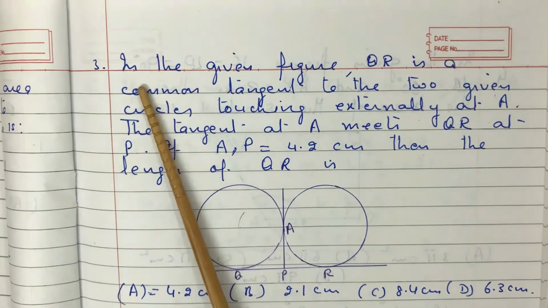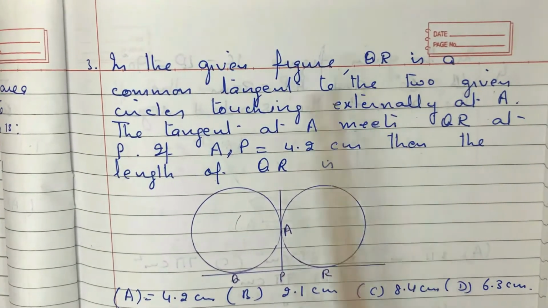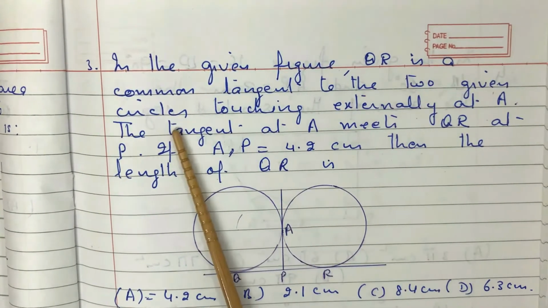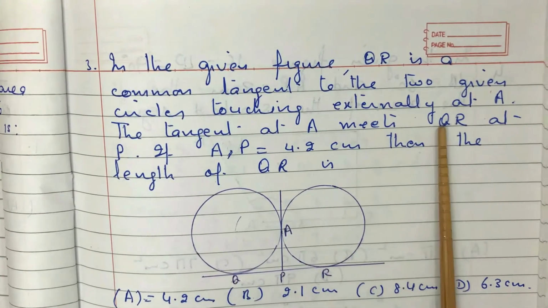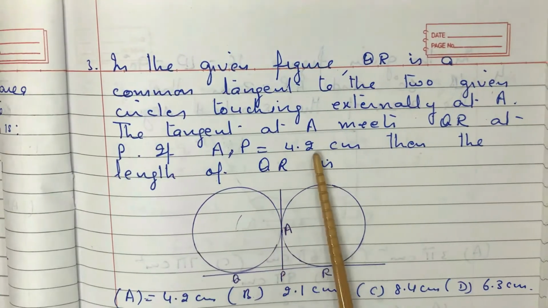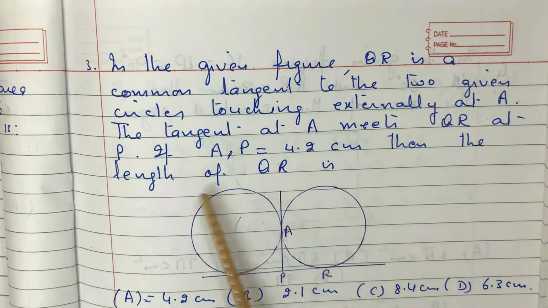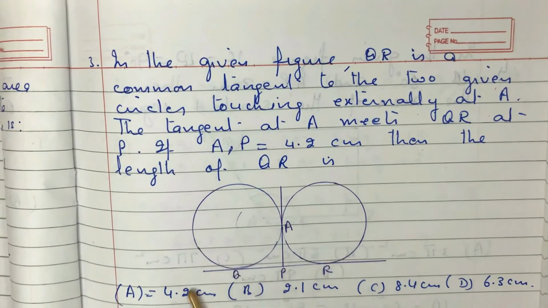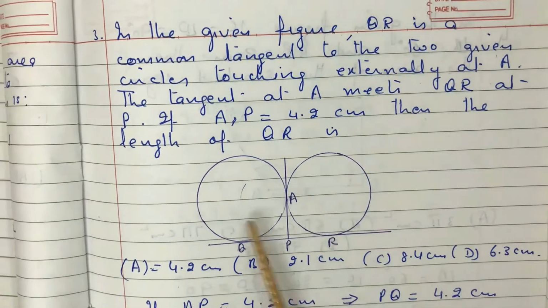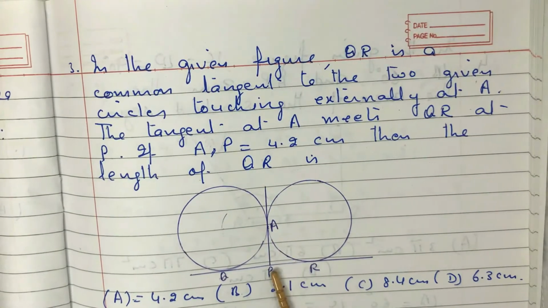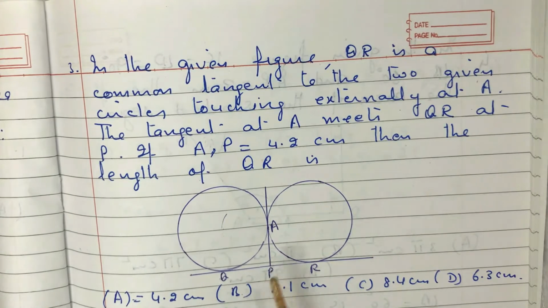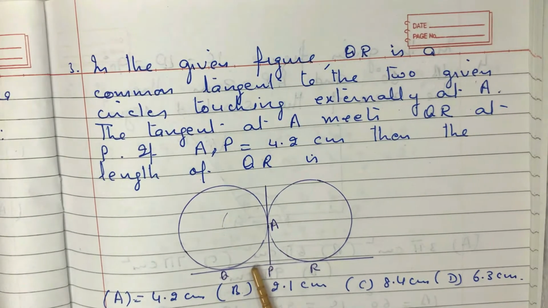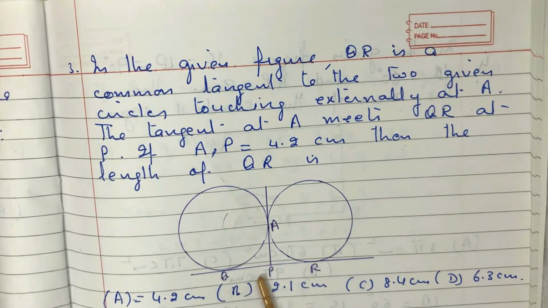Now the third question is, in the given figure, QR is a common tangent to the two given circles touching externally at A. The tangent at A meets QR at P. If AP is 4.2 cm, then the length of QR is. There are 4 options. Now this is the figure. AP is given 4.2 cm. If AP is 4.2 cm, it means QP is again a tangent and length of these two tangents are equal. So QP is 4.2 cm.